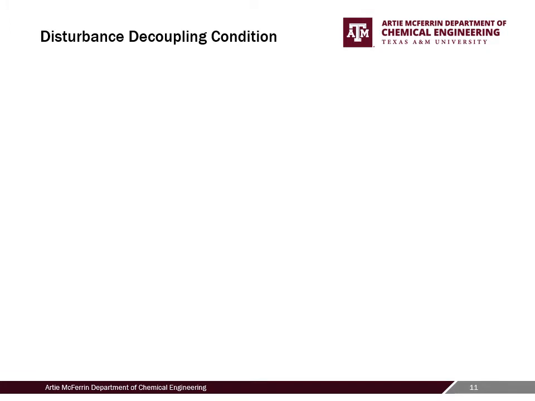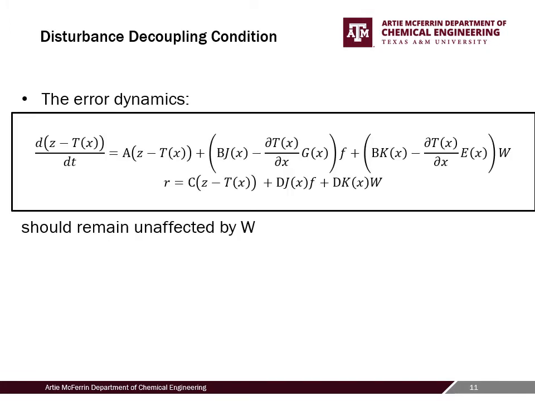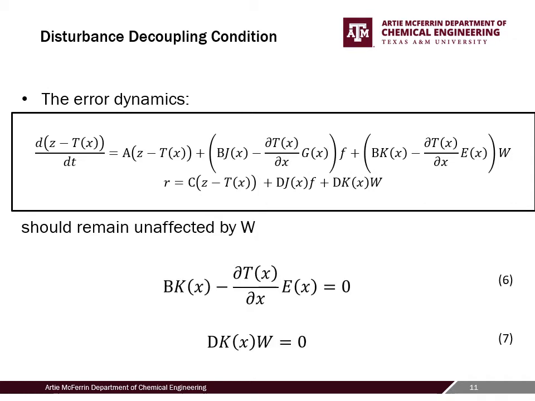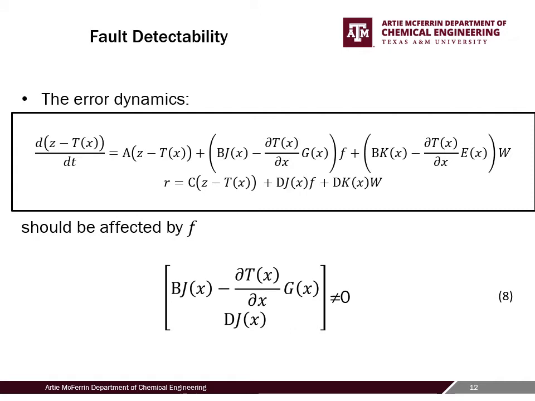In this slide, we'll provide a mathematical formulation for the disturbance decoupling condition. So consider the error dynamics that we saw in the previous slide. Our goal is to ensure that the residual R is unaffected by W, and this is only possible if the coefficients of W in the dynamics and in the output equation are equal to 0. And finally, for fault detectability, we want F to somehow affect the residual. And from the error dynamics, it's evident that if equation 8 holds, then the fault detectability condition will be satisfied.